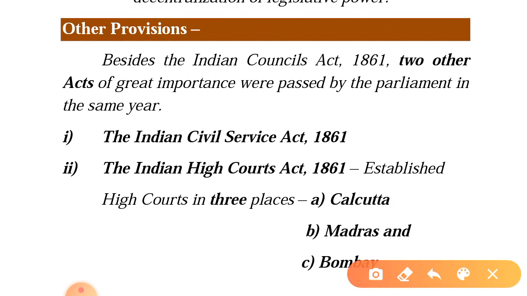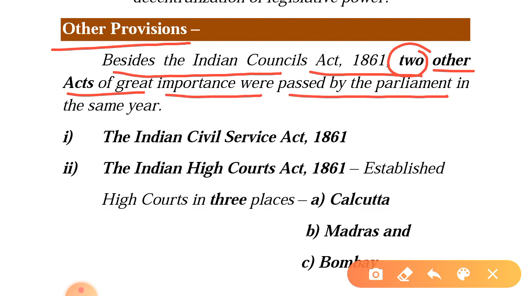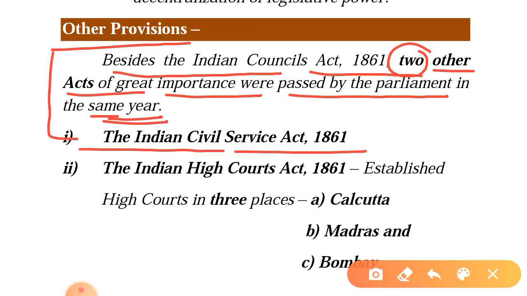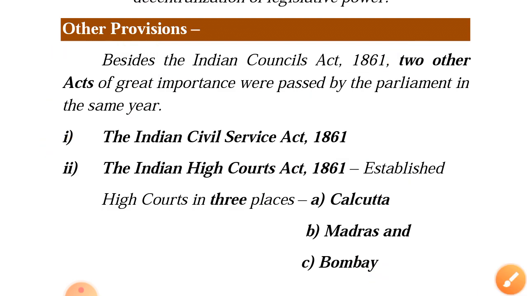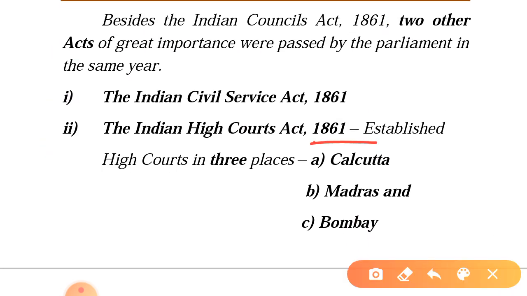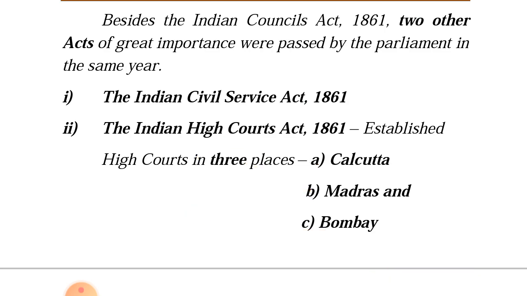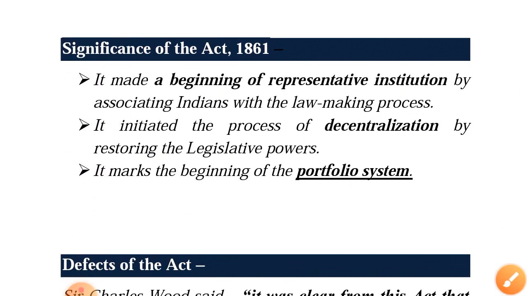Next, other provisions. Besides the Indian Council Act 1861, 2 other acts of great importance were passed by the Parliament in the same year. First, the Indian Civil Services Act 1861, and second, the Indian High Courts Act 1861. It established high courts in 3 places: Calcutta, Madras, and Bombay.